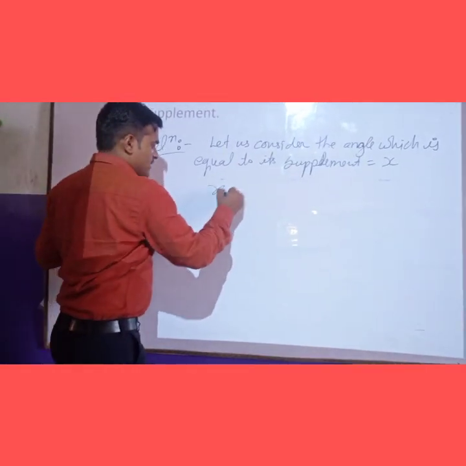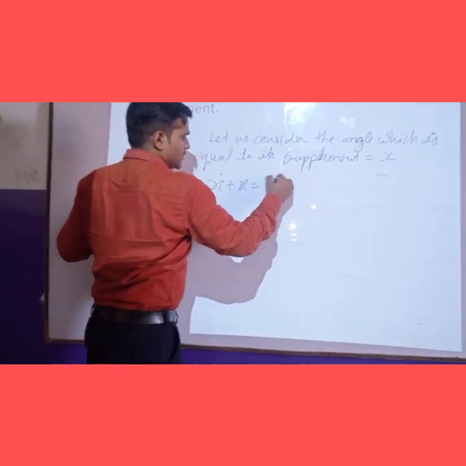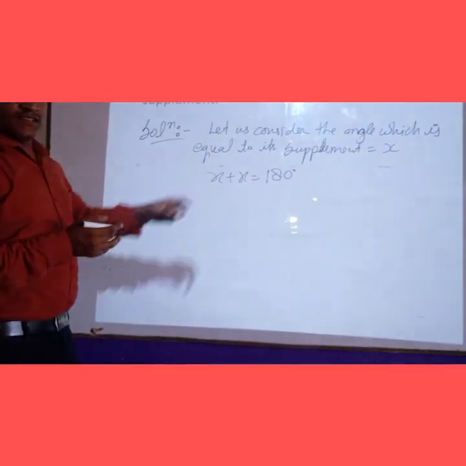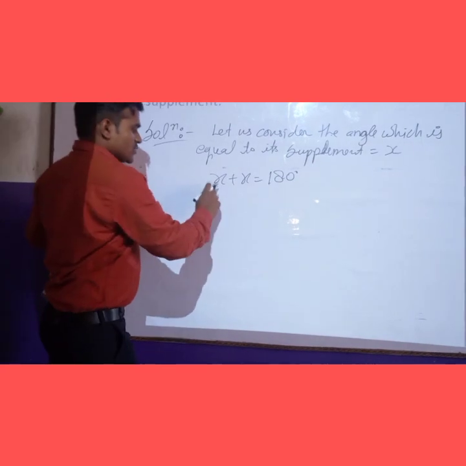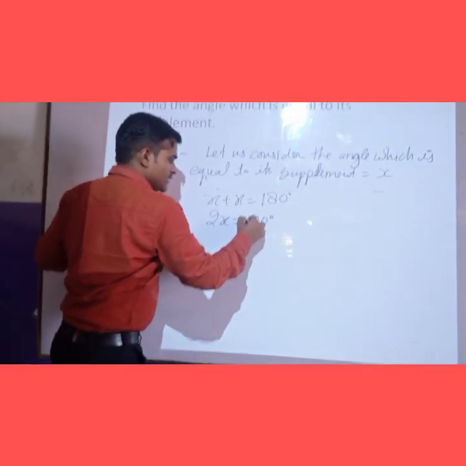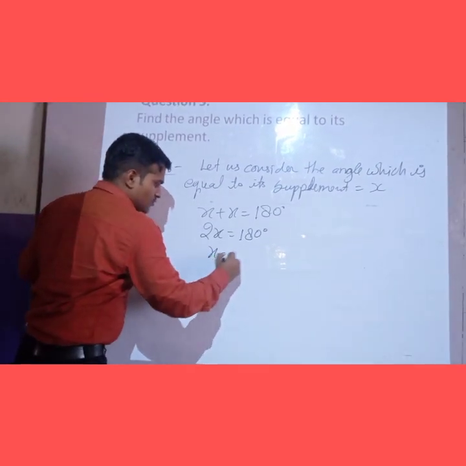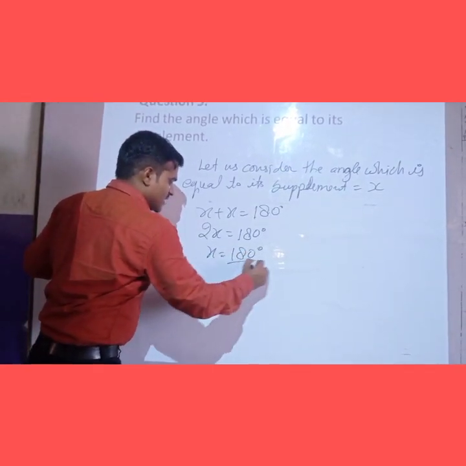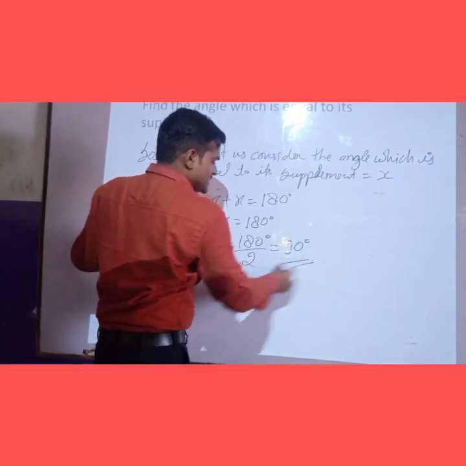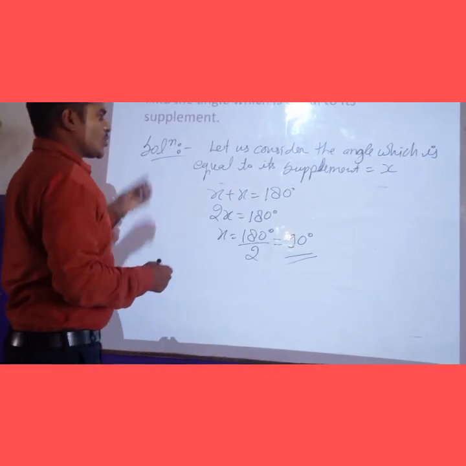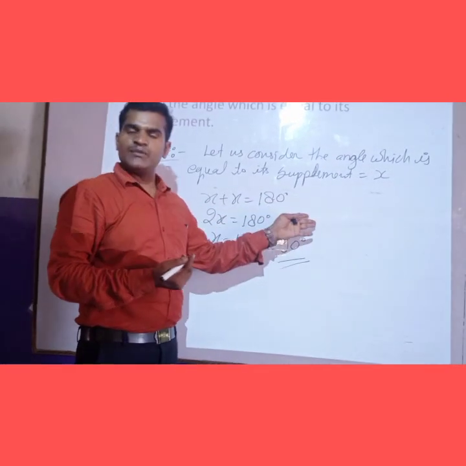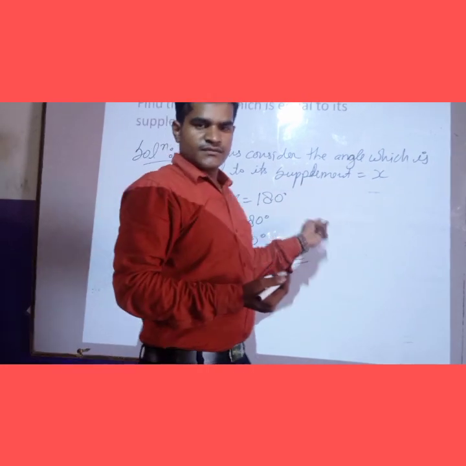So children, x plus x is equal to, we know that the sum of supplementary angles is 180 degrees. So x plus x, that is 2x, is equal to 180 degrees. Now x is equal to 180 degrees divided by 2 by transposition, so we get 90 degrees. So 90 degrees is the angle which is equal to its supplement. When we find the supplement of 90 degrees, that will also be 90 degrees.